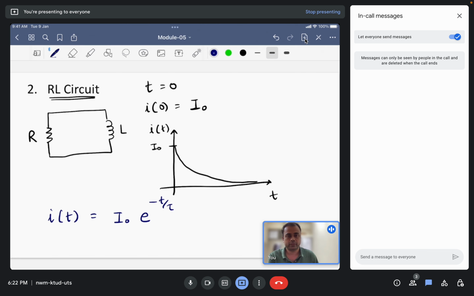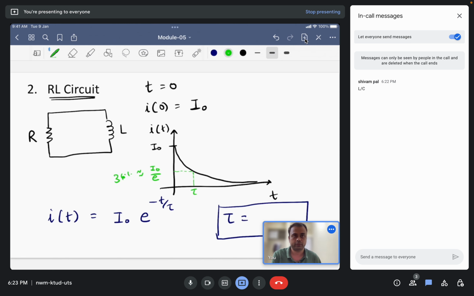Now can anyone tell what is the value of tau here? Please write in the chat box what will be the value of time constant tau. So the time constant tau is the value at which the current has decayed to I0 by e, which is basically around 36%. So what will be the value of tau? Yes, so the value of tau will be L by C. So we don't have any capacitor connected here in the circuit. Please write your answer.